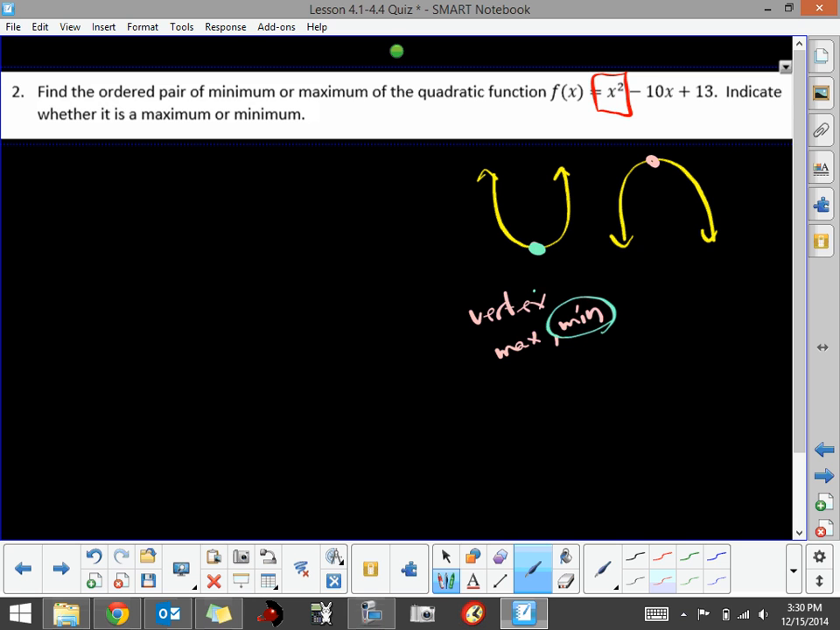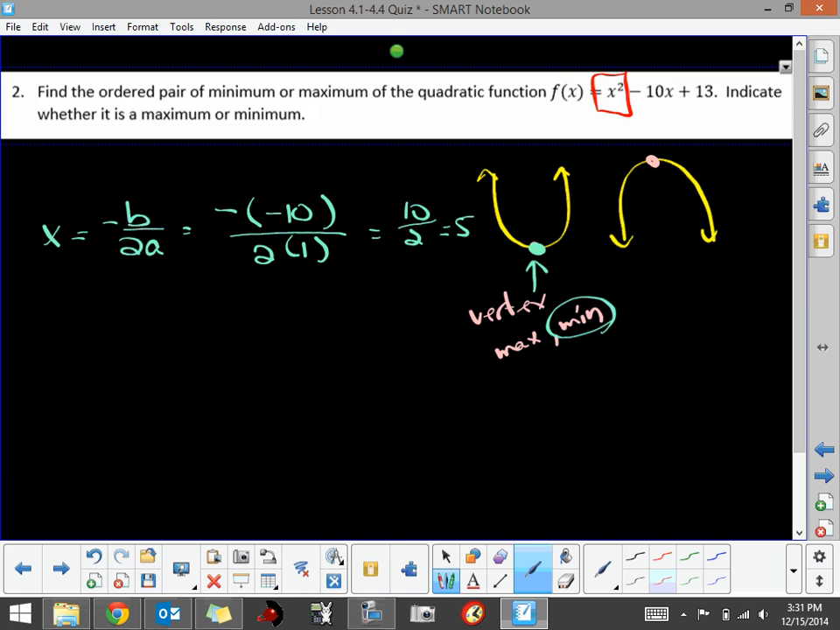In order to find this maximum or minimum point, in this case a minimum, we're going to find the vertex of our graph, and we just got done doing that in question 1. To find the vertex, we run the calculation of negative b over 2a to find our axis of symmetry, and the vertex is always located there, and we'll plug it back in. So we'll run the calculation of the negative of the value of b in this equation, which is negative 10, all over 2 times a, and a is a positive 1, so it's 10 divided by 2, which is 5. So now I know the x coordinate of my ordered pair is 5.